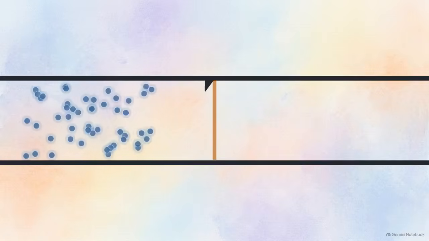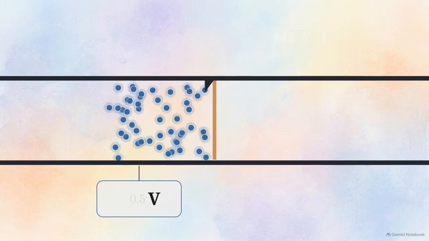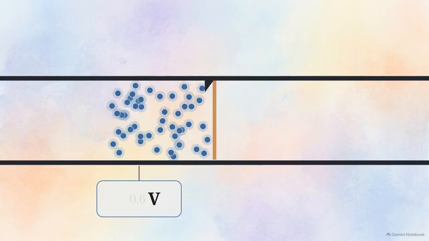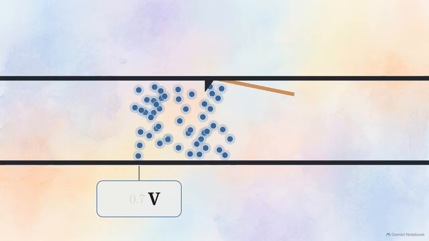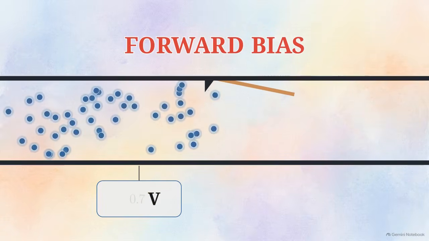Think of a diode as a voltage-sensitive one-way valve for electrical current. It stays closed until the voltage pushes in the correct direction with enough force, typically about 0.7 volts for a silicon diode. When that happens, it enters a state called forward bias, forcing the valve open.